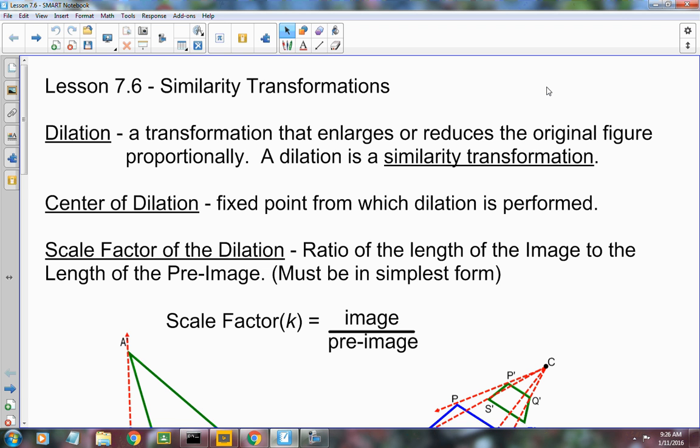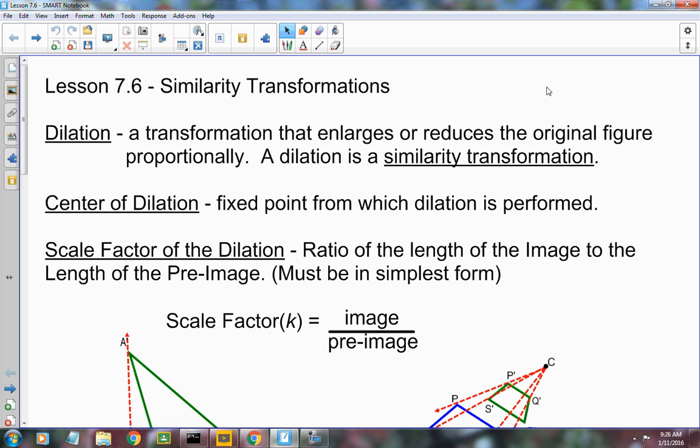But there's one that's called a dilation, and this is called a similarity transformation. This is like taking a triangle, going down to the copy machine, and reducing or enlarging it, okay? It keeps the same shape, but the size of it changes, and it stays proportional to each other. And so this is called a similarity transformation.